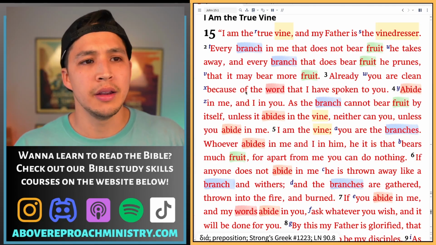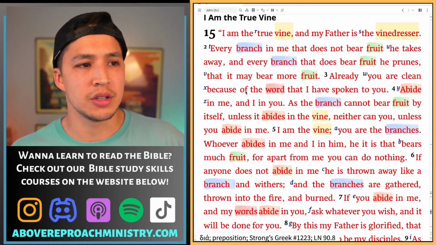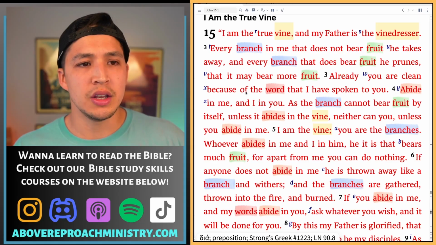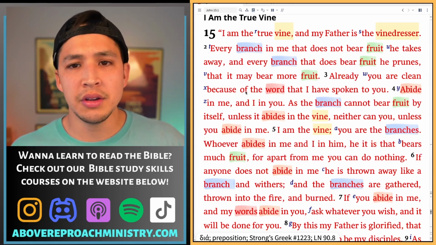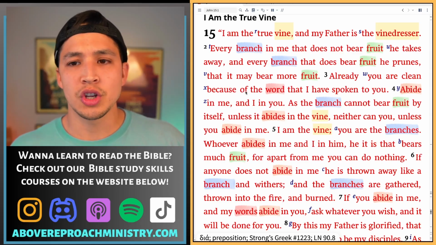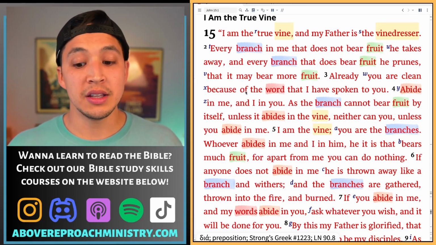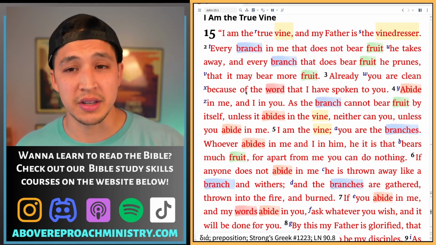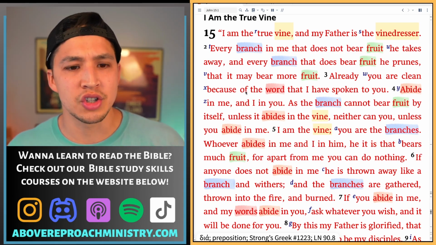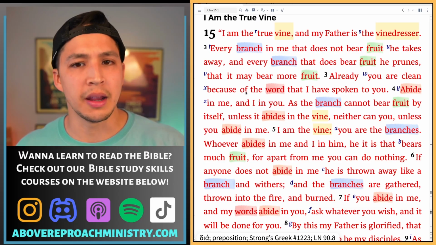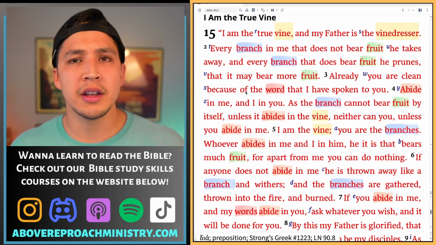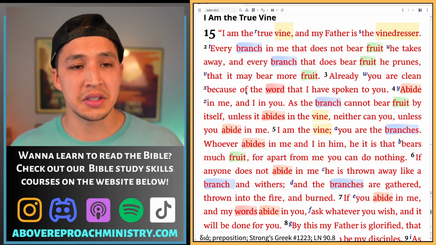"Already you are clean because of the word I have spoken to you. Abide in me, and I in you, as the branch can't bear fruit by itself unless it abides in the vine, neither can you unless you abide in me." So one thing to note about repeating words is not just that it begins to help us understand the main point of the text. Usually the main point of a passage is related to what is repeating. But also, you might find a depth of understanding by connecting these key ideas.